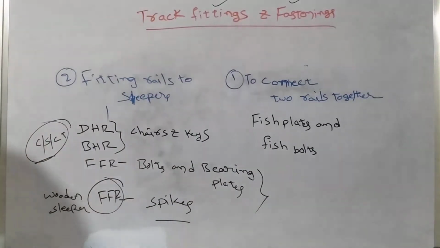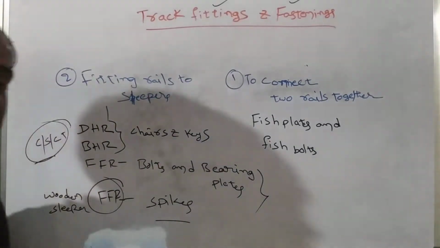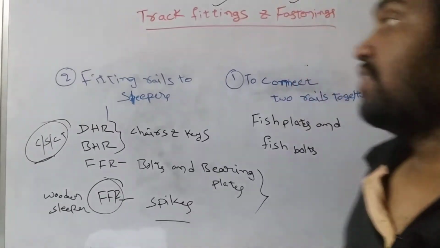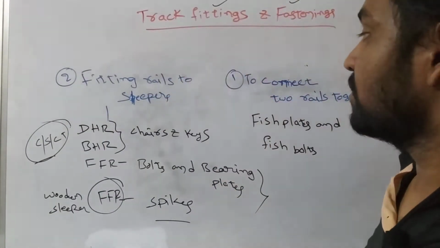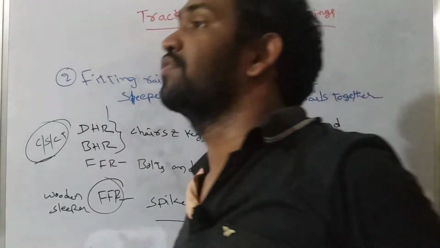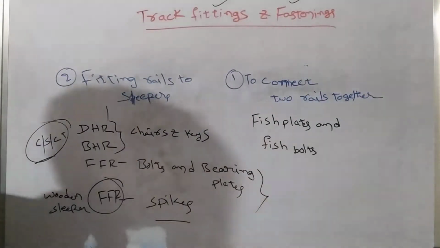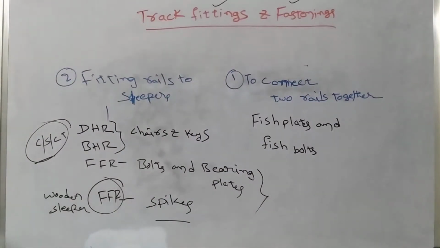So these are the different means which we will use for track fittings, to connect two rails together and also to connect rails to the sleepers, in different combinations of rails and sleepers. These are the different means like fish plates, fish bolts, chairs and keys, bearing plates and bearing bolts, and spikes. These are the different types of track fittings or fastenings which we will use.